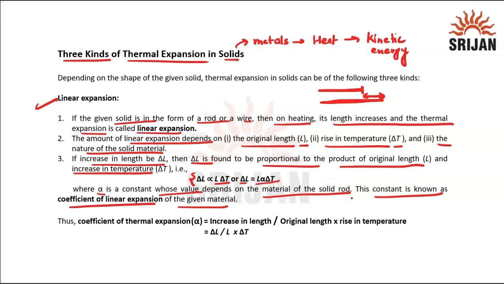Other than that, the length and the temperature can be different, so that is why we keep them as variables. So the formula that you end up with is: coefficient of linear expansion is equal to increase in length divided by original length times rise in temperature. And you can also write it like this: delta L divided by L times delta T. That is for the linear expansion.